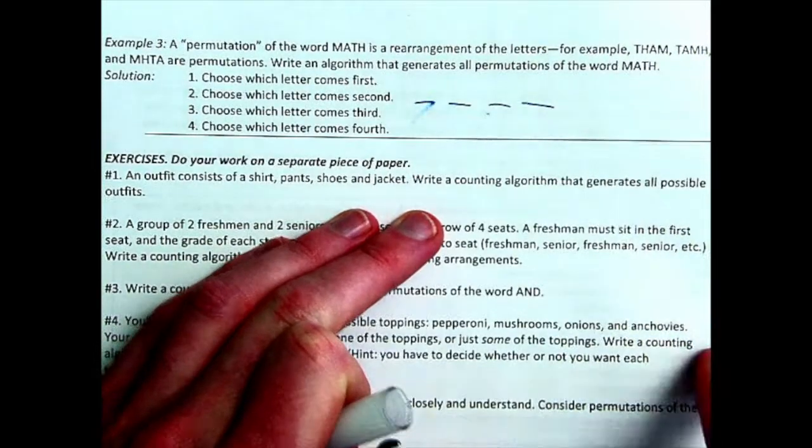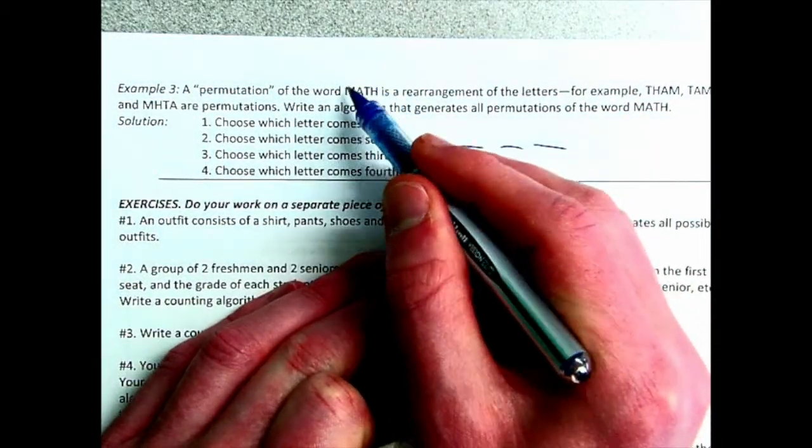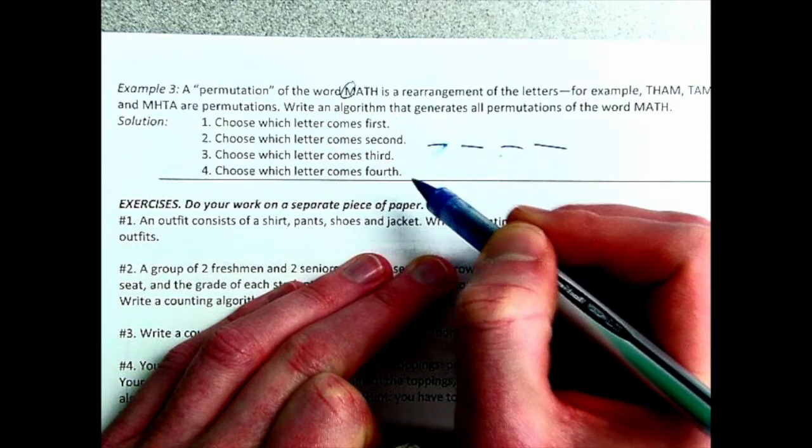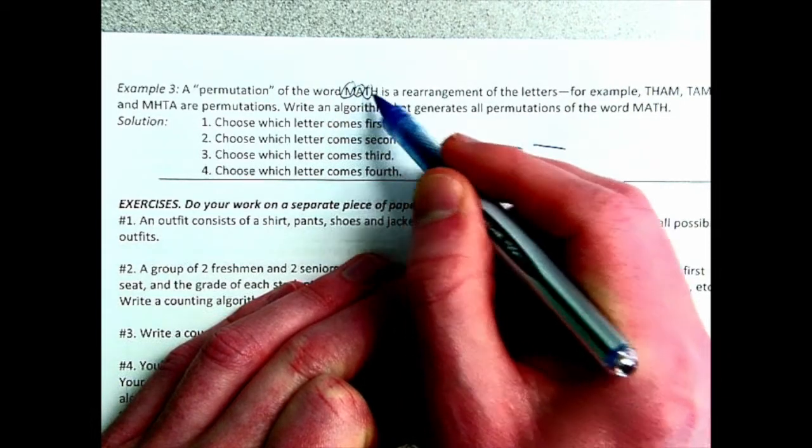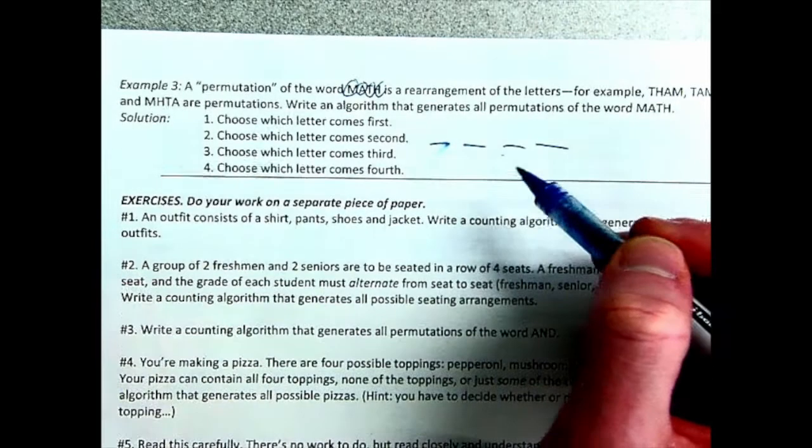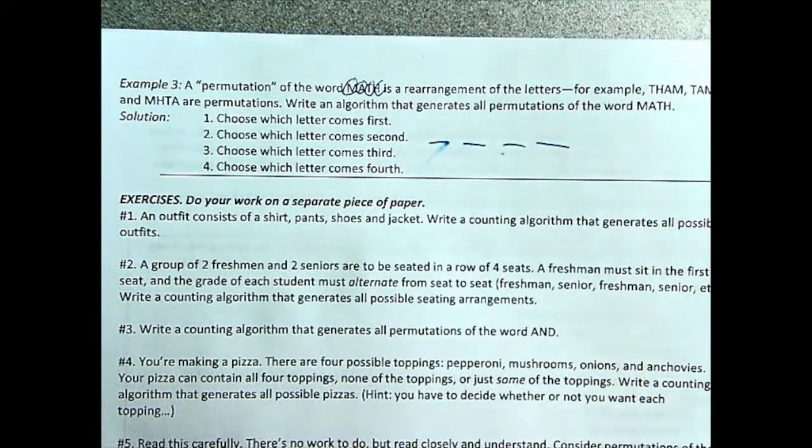You could do it a different way. You could instead say, step 1, choose where the M goes. Step 2, choose where the A goes. Step 3, choose where the T goes. Step 4, choose where the H goes. That would be a different algorithm, and it would also work, right? It would also generate all permutations. Okay, so that's all I'll say.